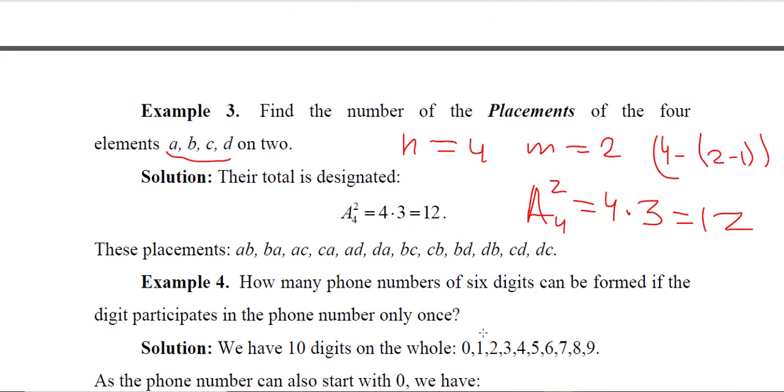And these placements are, so on 2 here, yes? We need to make groups with 2 elements, AB, BA, AC. Yeah, we have this kind of 12 variants of these placements.